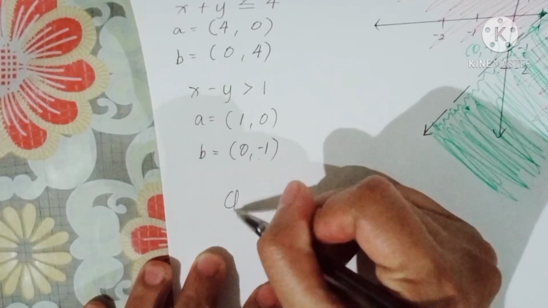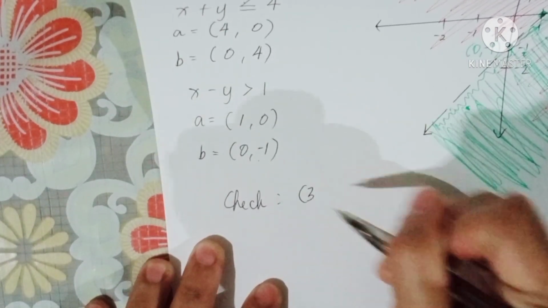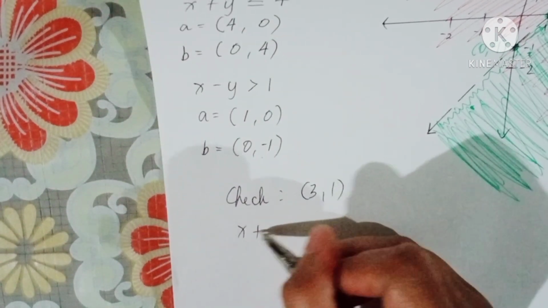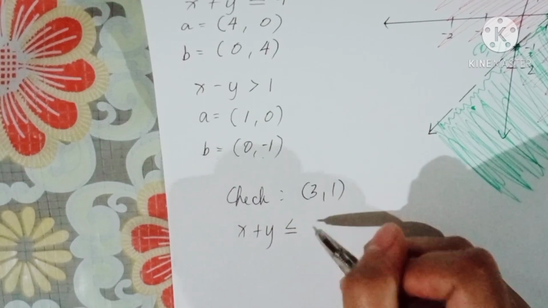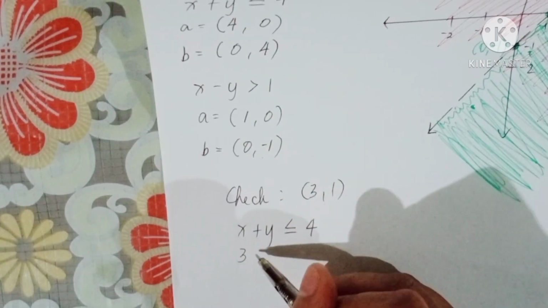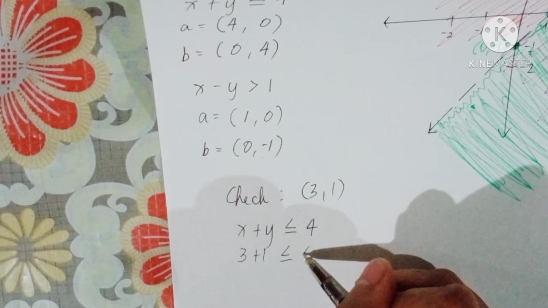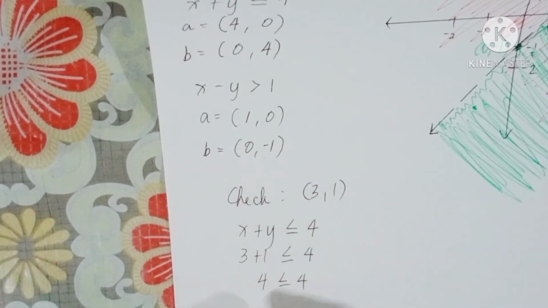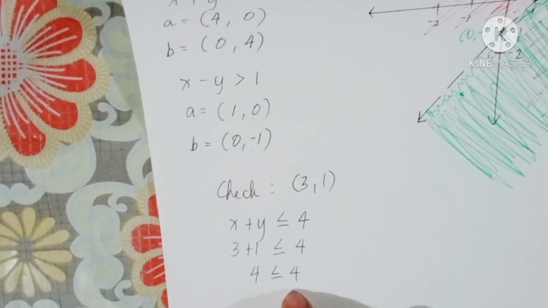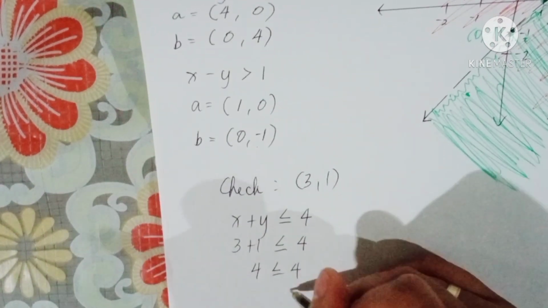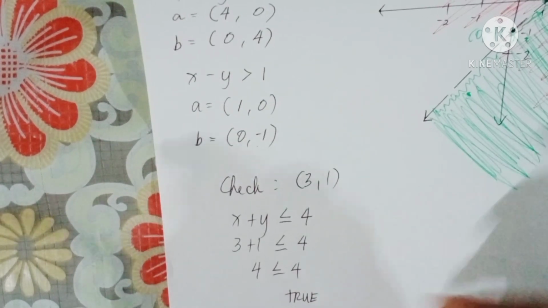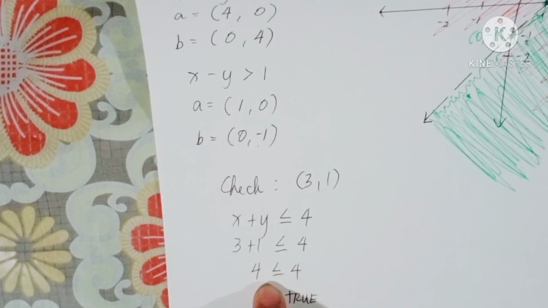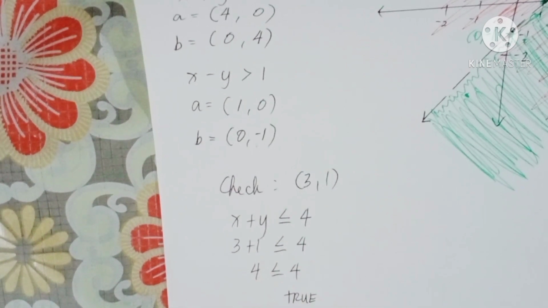Okay, so check 3, 1. If this is true on both inequalities. So we have x plus y less than or equal to 4. So that is 3 plus 1 less than or equal to 4. So 3 plus 1 is 4. Is 4 less than or equal to 4? This is true, because the inequality says less than or equal. So equal is included, so that is true.